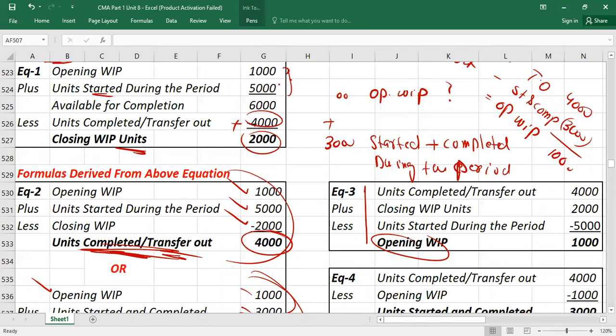2 plus 4, 6,000. Okay, I'll deduct, because this was a positive value. While going in reverse, it will become negative. So 6,000 minus what? 5,000, you will get what? 1,000. This you can work, or you can write it this way also.